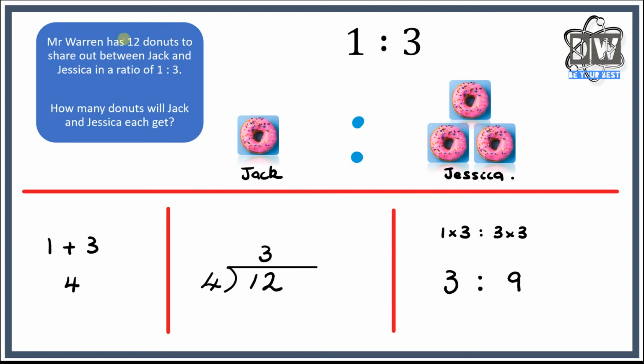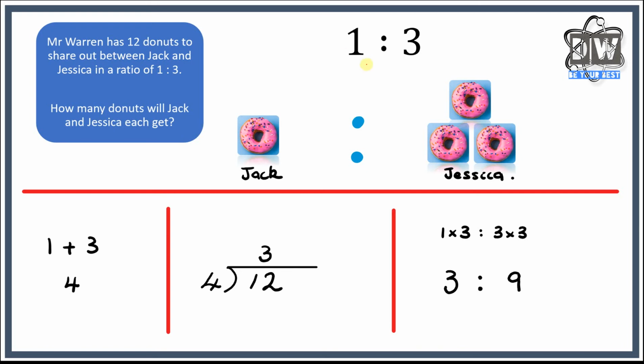I had 12 donuts to share. And look, Jack gets 3 donuts and Jessica gets 9 donuts. There's 12 donuts between them, so we know that we are correct. And that is absolutely key. We're going to go through this process quite a few times.